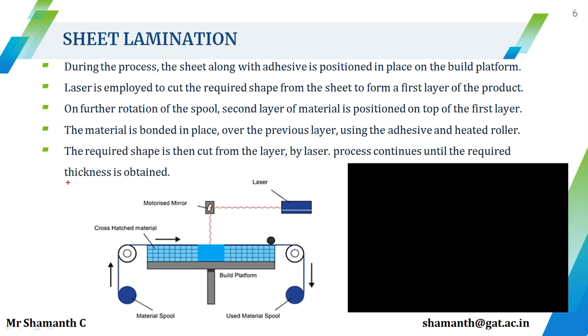Now let us understand the steps involved in the sheet lamination method. The steps I am describing are the same for either laminated object manufacturing or ultrasonic additive manufacturing. It remains the same. You can see a clearer figure here. It is a 2D diagram of the figure which is shown. You have a material spool, from which the paper or the sheets are supplied.